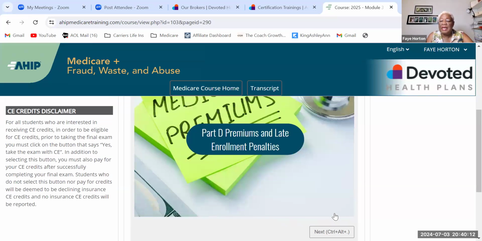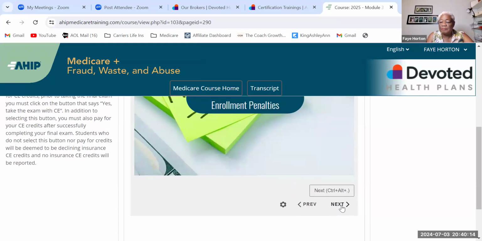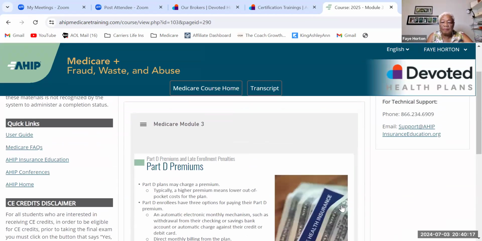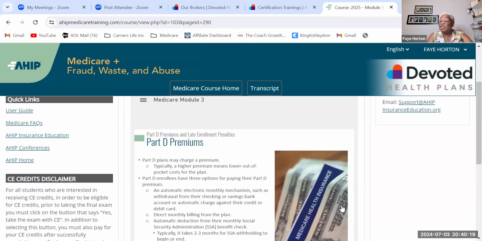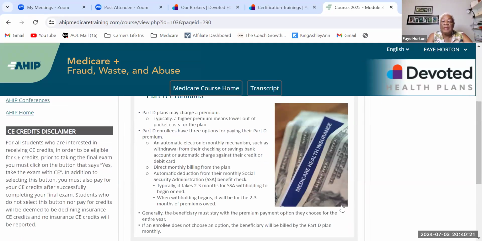Part D premiums and late enrollment penalties. Part D plans may charge a premium. Typically, a higher premium means lower out-of-pocket costs for the plan.